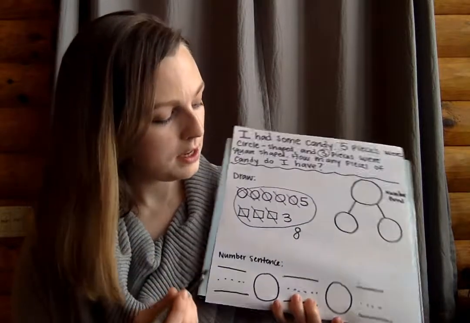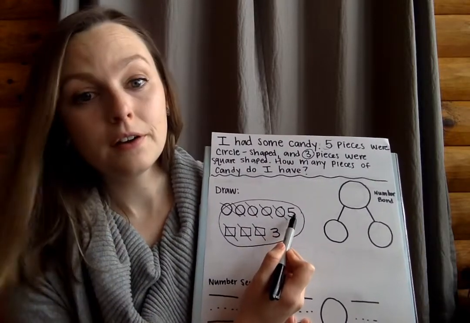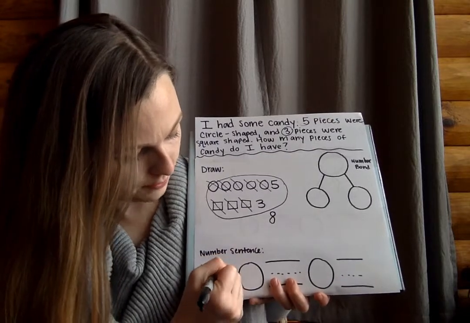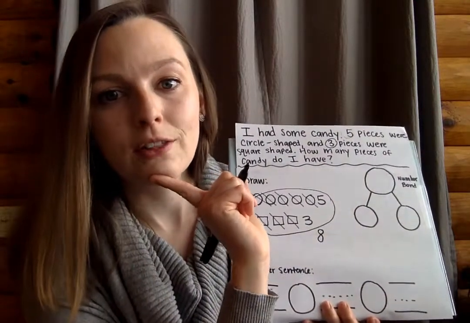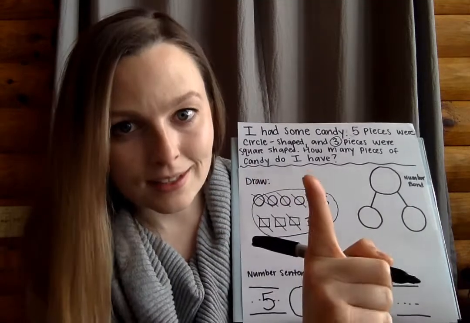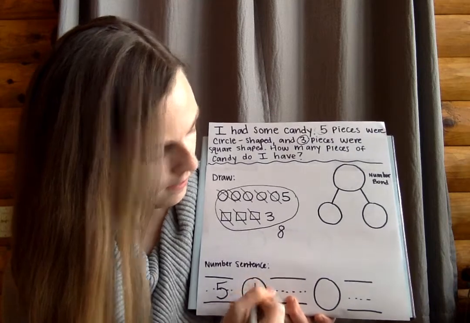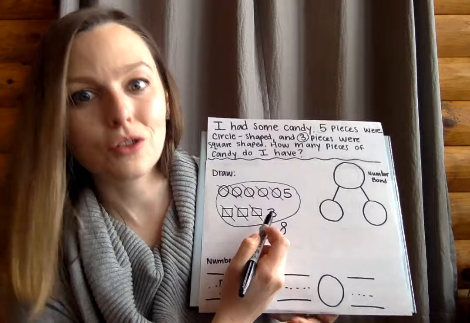So the first thing I need to do is figure out what my two parts are. I have my first group here, which is a group of 5. So that's my first number I'm going to write in my number sentence. 5. Go ahead and write 5 if you don't have it on your paper. Then I'm putting two groups together. So we decided we're using what symbol? The plus sign. Here we go. Plus. Oh, here's my other group right here. What number is that? 3.